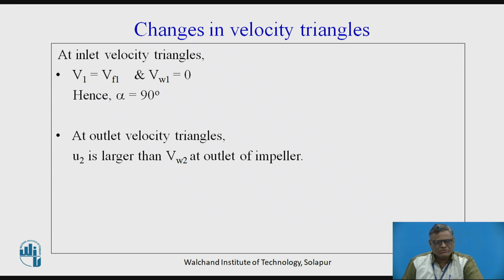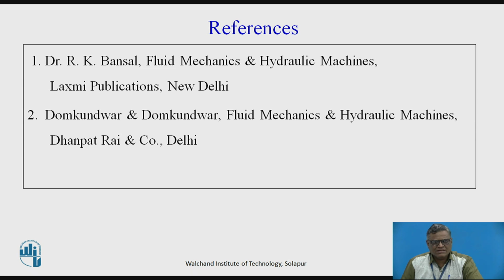The points to be noted: v1, the absolute velocity, is equal to the velocity of flow at section 1. The value of whirl velocity at section 1, at inlet, is equal to 0. Alpha is equal to 90 degrees. At outlet, u2 is going to be larger than vw2 at the outlet of the impeller. These are the references used for this particular session.